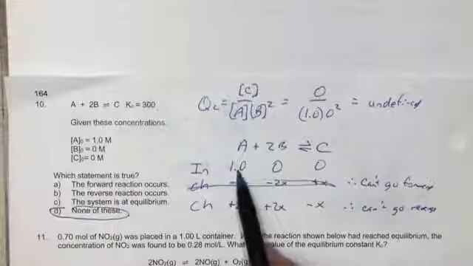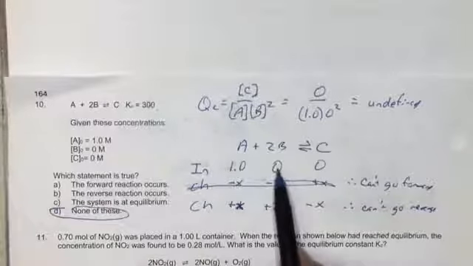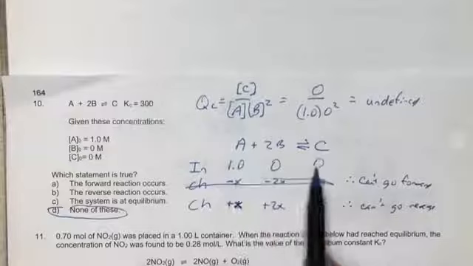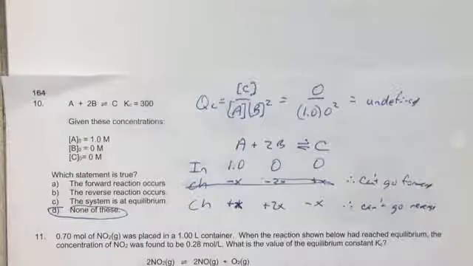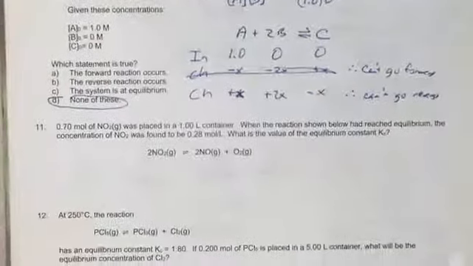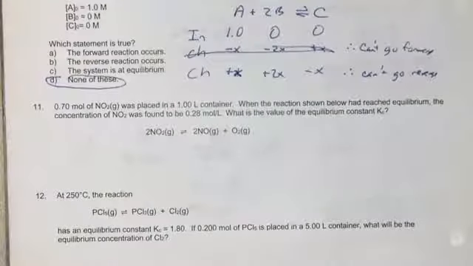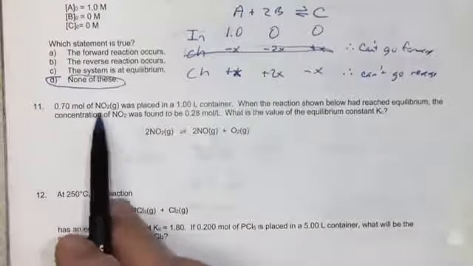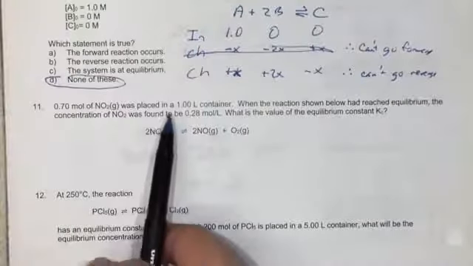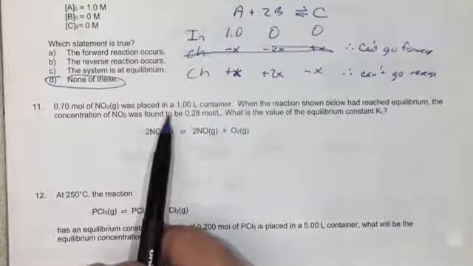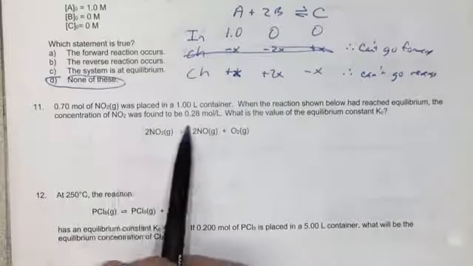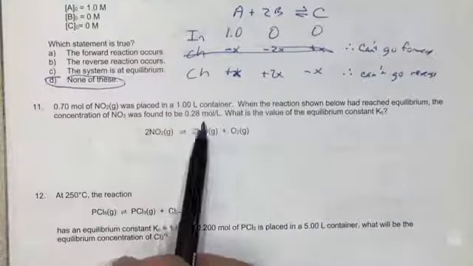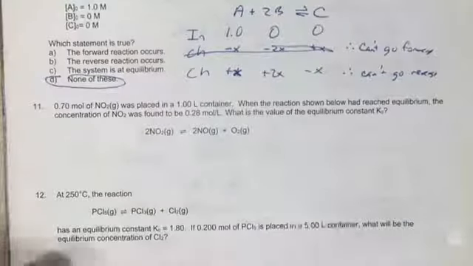If all you have is A, and A needs some B to react with it, it can never establish this equilibrium. You've got to have some B in there to react with A in order for this equilibrium to exist. Okay, now let's look at the next one. This says we're given 0.7 moles of NO2. It's in a 1 liter container. And the question asks, when the reaction shown below has reached equilibrium, the concentration of NO2 is found to be this much. And so what is the value of the equilibrium constant?